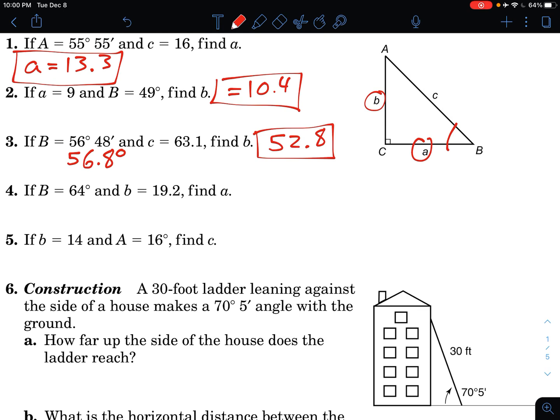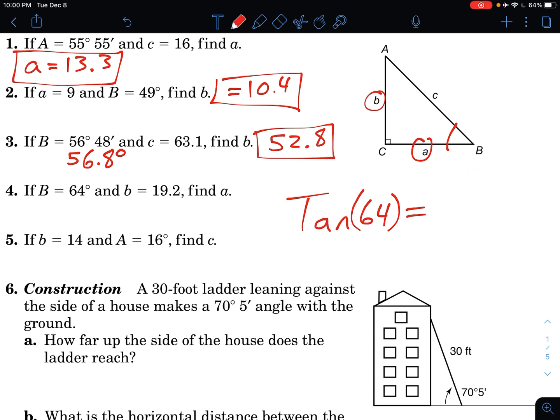Very good. We're going to use tangent. So the tangent of 64 is equal to opposite over adjacent. So TOA, we write opposite over adjacent. We have to keep that order.